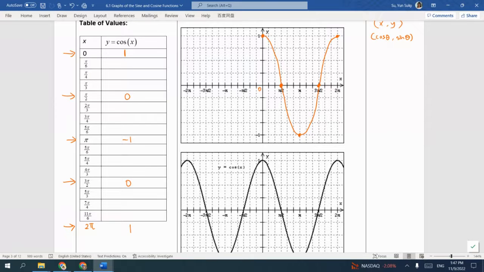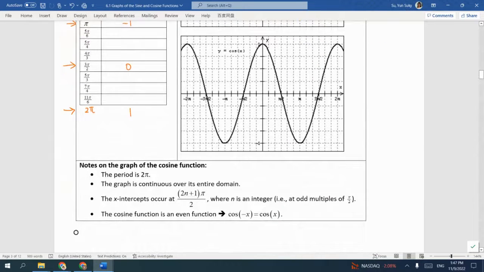This is the graph of cosine. Is that okay, everybody? And you see the period is also 2 pi. If you want to draw more periods, you shift these pieces. Okay, everybody? So from now on, you just focus on those 5 points. You don't need to draw all those numbers. Just connect those points smoothly, and then you can get the graph of cosine. So the period is 2 pi. The graph is continuous on its entire domain.